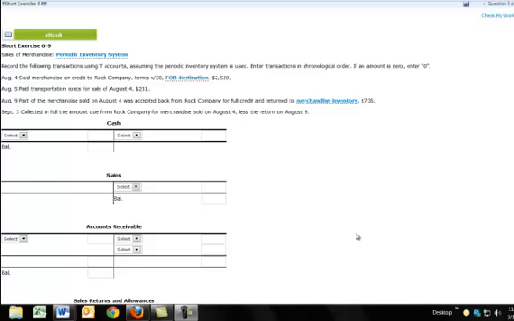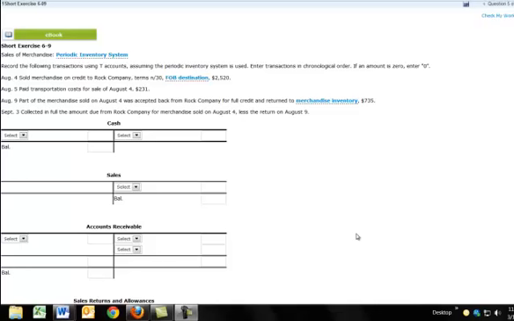In this example, we will look at the sales of merchandise transactions into T accounts using the periodic inventory system. We will record the following transactions using the T accounts, assuming the periodic inventory system is used, and we're going to enter transactions in chronological order. If an amount is 0, we have to enter 0 into the box.